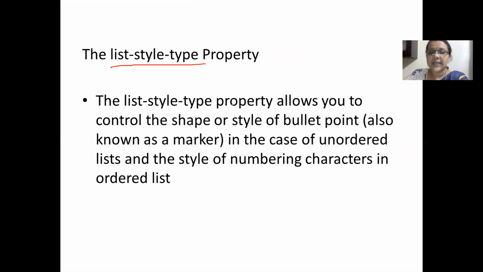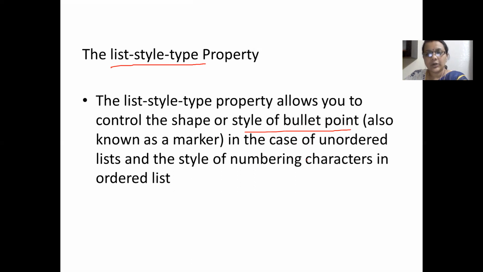Here, the list-style-type property allows us to control the shape or style of the bullet point. The style of the bullet point can be changed using the list-style property, and this is actually called the marker. I can implement the same style property in the ordered list also, in the unordered list also.